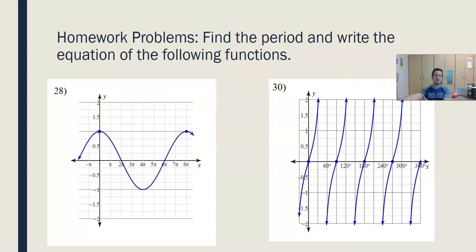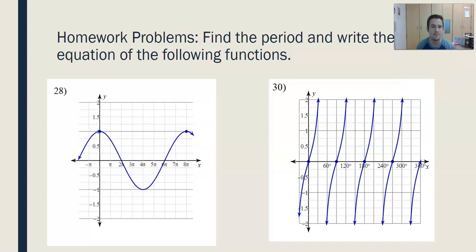Okay, now these are some more homework problems, 28 and 30. Given a graph, we're going to find the period and write what the equation would be. So here I have this function right here. I'm starting at a maximum, so this is going to be a cosine function. And it takes, let's see, 8 pi radians to go through a full cycle.